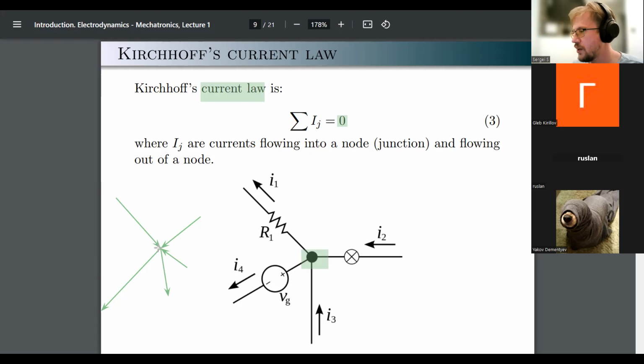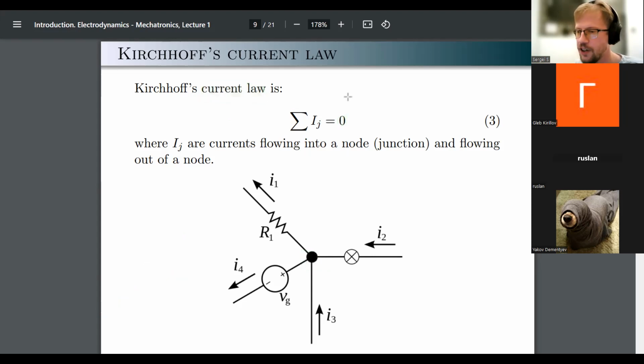Same with electric charge. There is no place to store electric charge in the node. So the amount of electric charge that flows in equals the amount that flows out. That is all this equation tells you. Charge per unit of time is current, so the sum of currents that go in and out is equal to 0. We denote current as having a plus sign if it goes in, and a minus sign if it goes out. That is the notational trick, you could say.